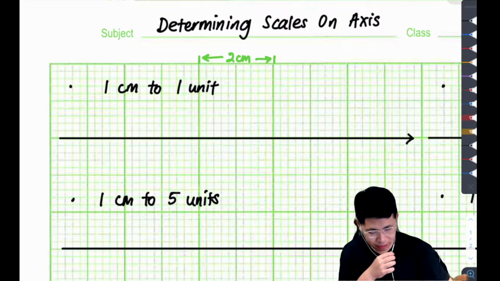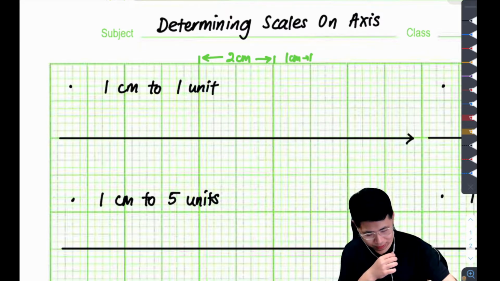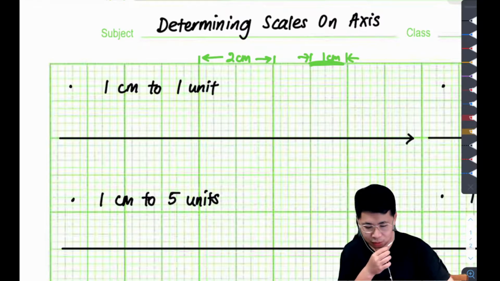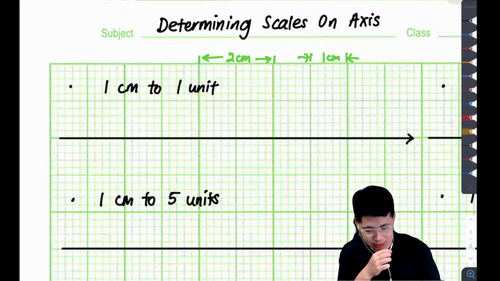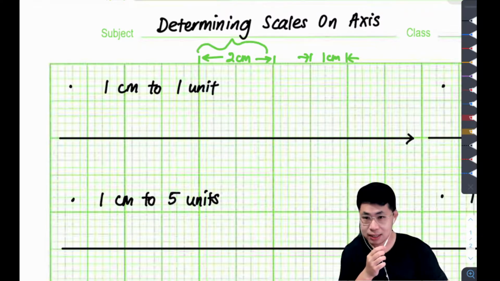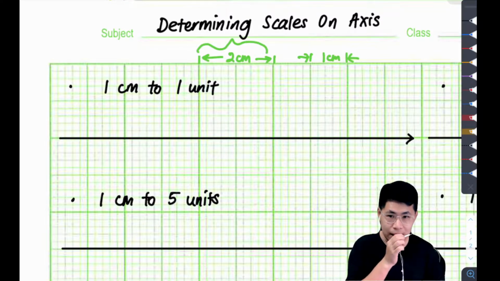So where is 1 cm? 1 cm is somewhere like this, or maybe let me put it like this, 1 cm. So it is this length in the middle. This one is 1 cm. One small box is 1 cm. And two big boxes like this is actually 2 cm.